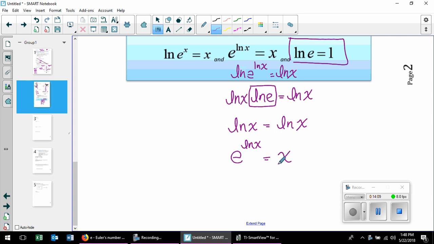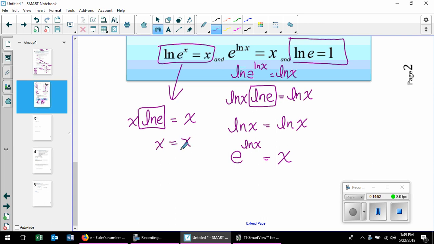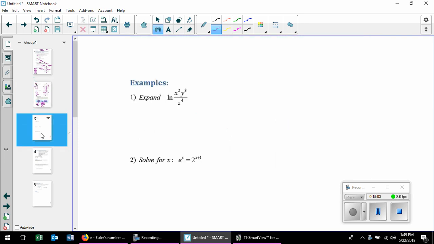Make sense? No? Clear as mud? Not bad. We just kind of worked our way back. Perfect. What about this one? Put it in power form. Nope. Move that out. So it's x equals ln e equals x. What's that equal to? Got it? So those are some known truths that you might want to get tattooed on your arm.